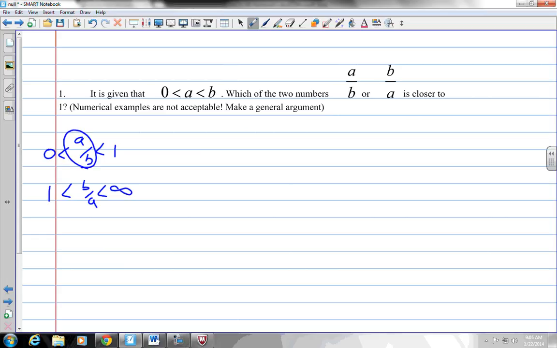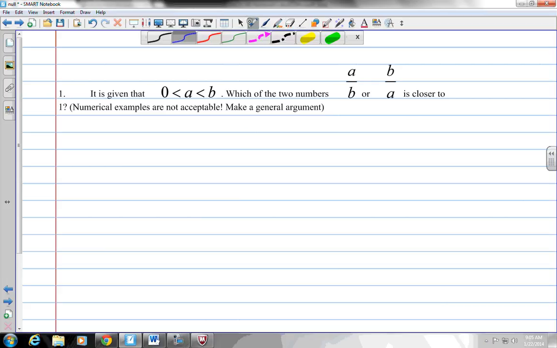But why is it always the case? Because what if I make them very close together? You know what I mean? So yeah, the answer should be A over B, but we have to make a good argument. And I get your argument saying that B over A will lose, but will it always lose? That's the thing.